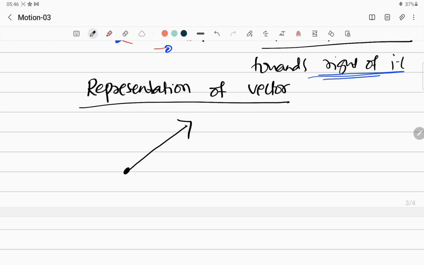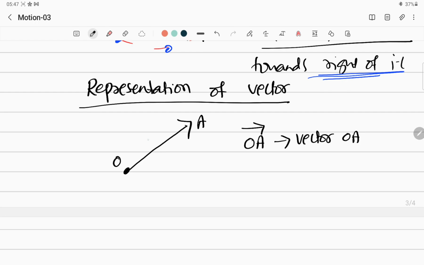They are represented like this. So this is the tail. For example, I have written OA. This is mentioned as OA, and on that there will be one arrow mark given. These all things will be studied in 11th class, no need to worry about that. This is read as vector OA.